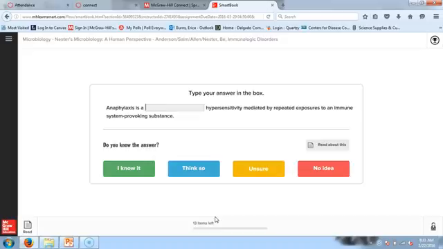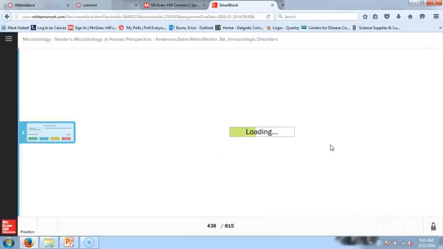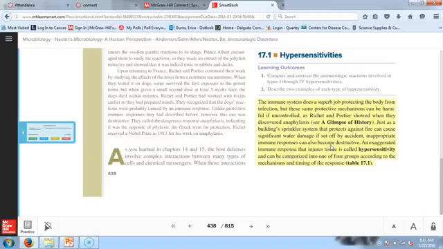And unfortunately sometimes they have these fill in the blanks. So, anaphylaxis is blank hypersensitivity mediated by repetitive exposures to an immune system provoking substance. And I have to say I'm not sure, right? But look, you can click on read about this. There, now it's going to the reading. So you would read, and the answer would be somewhere in here.